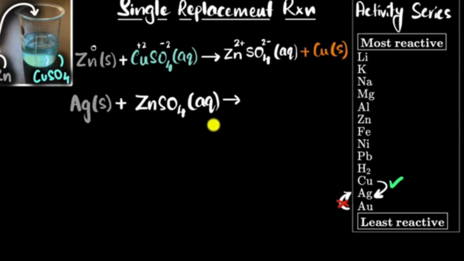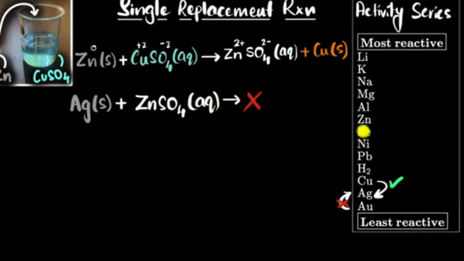Why don't you pause and try? All right, so the question is, can silver replace zinc? And for that, I go back to my activity series. Zinc is over here. Silver is here. Silver is below zinc. So that means silver is less active than zinc. That means it cannot replace zinc, and therefore nothing happens over here.